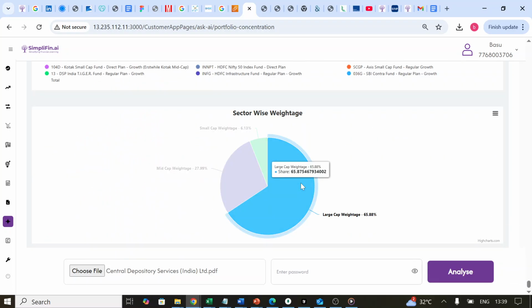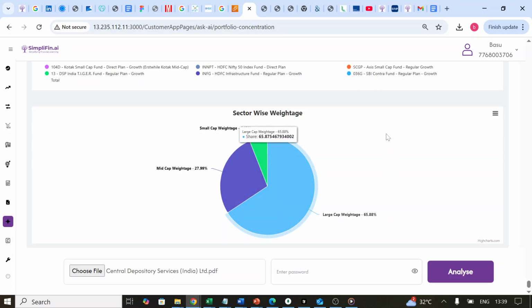So this is one thing. And then you also look into the sector-wise weightage, how much you have in large cap, small cap, or mid cap. All of those things are provided here.